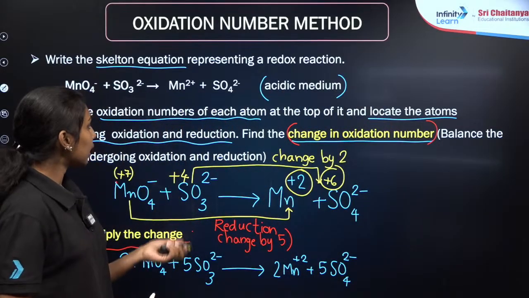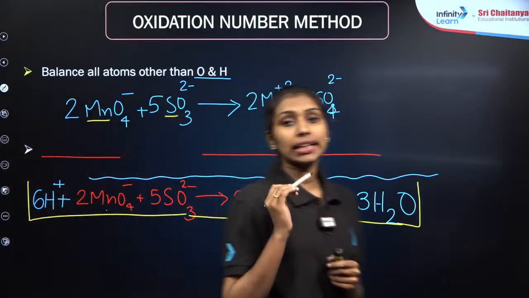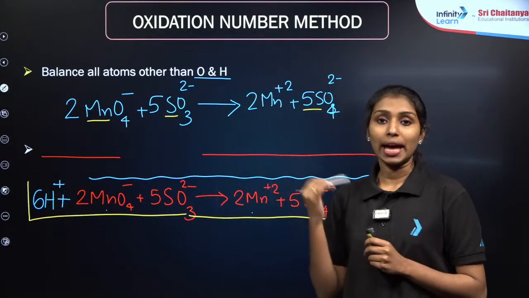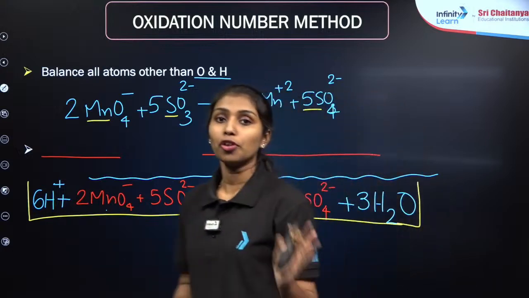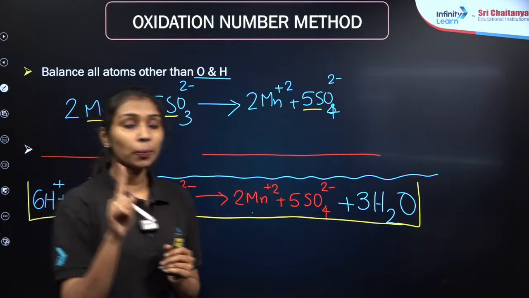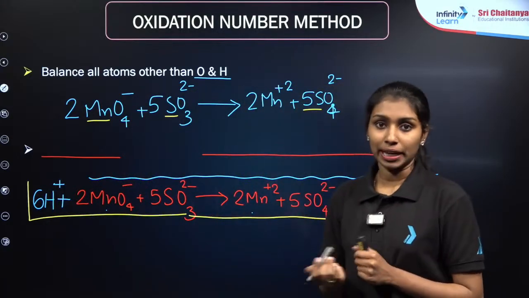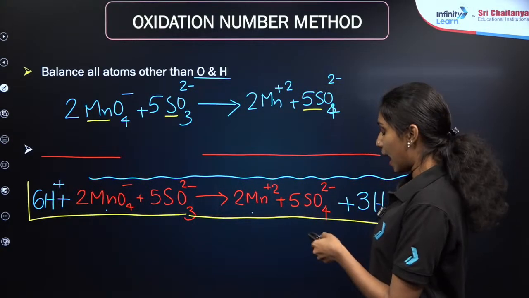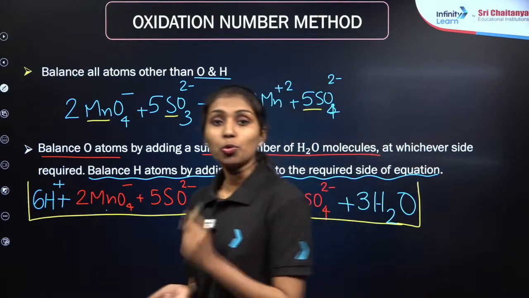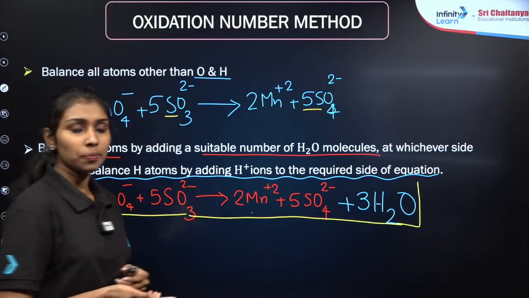Clear? Then the next step: balance all the atoms other than oxygen and hydrogen. Then balance the oxygen atoms by adding sufficient water molecules to the side where the oxygen atom is deficient. One more point to note: if the reaction is in acidic medium, you can balance the hydrogen atoms by adding H plus ions. If the reaction is in basic medium, you must add OH minus ions to both sides of the equation. Clear?